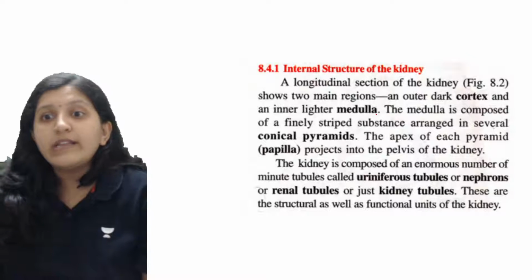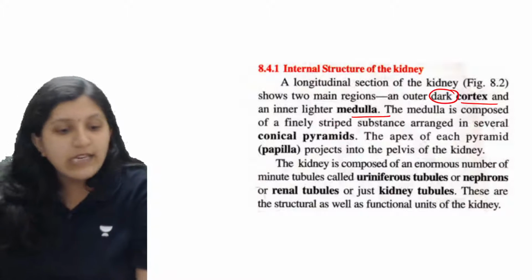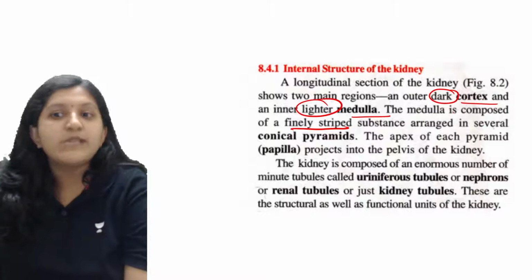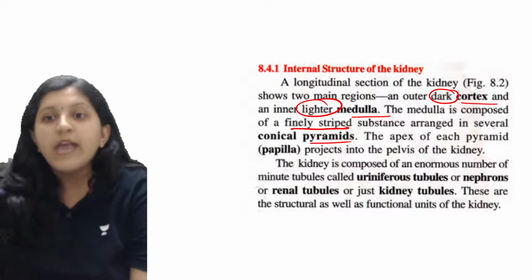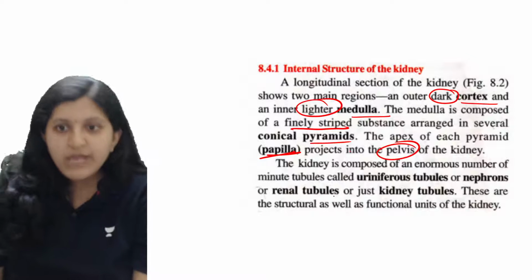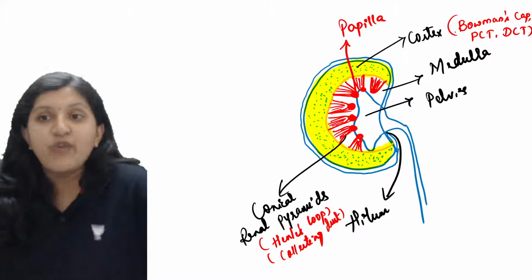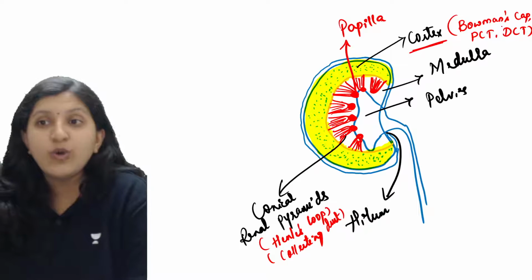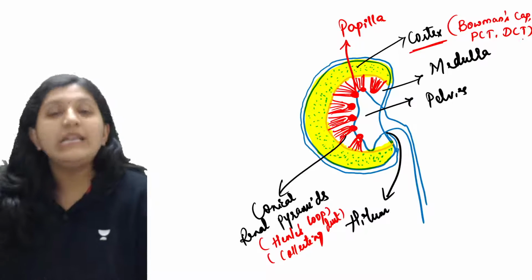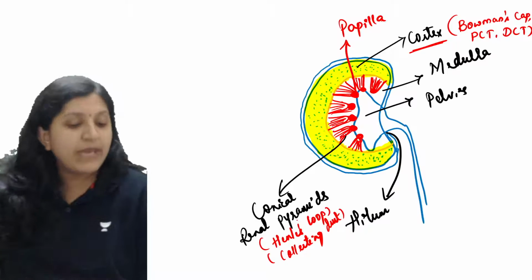You can find the medulla structure, and the cortex region is basically darker, and here it is lighter. The medulla has a finely striped substance arranged in conical pyramids, and the apex of each pyramid is the papilla projecting into the pelvis of the kidney. Now, the kidney is composed of an enormous number of tubules. As I have already written, in the cortex region you can find parts of a nephron: Bowman's capsule, PCT, DCT. Henle's loop and the collecting duct are also part of the nephron.